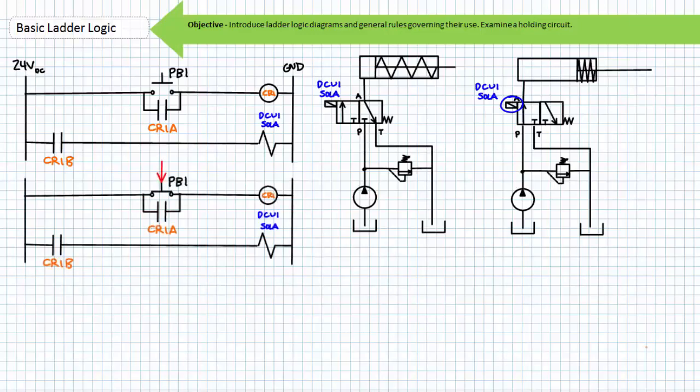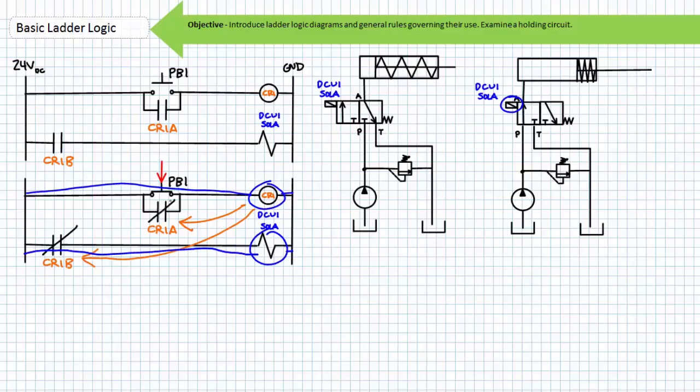If an operator were to press momentary push button 1, the normally open switch would close, and the coil of control relay CR1 would be energized by the closed PB1 path. When the coil of CR1 energizes, its associated contacts change states. The normally open side of CR1B closes and energizes the solenoid A as previously. Notice, however, that the normally open CR1A contact in parallel with PB1 also closes.